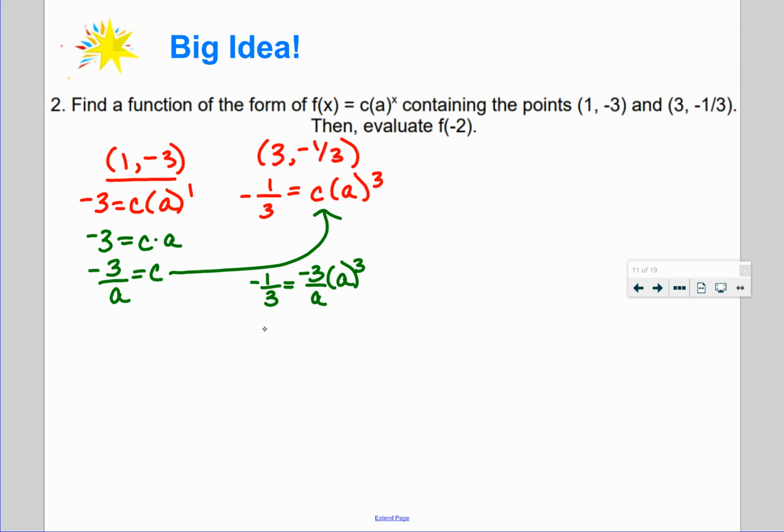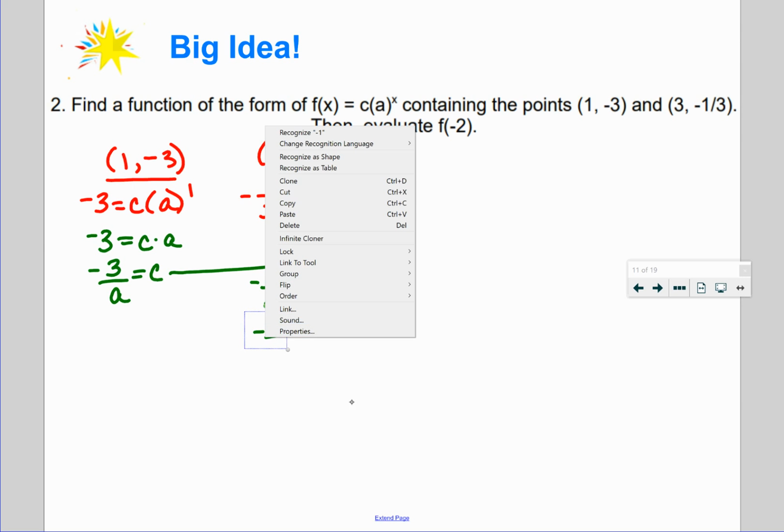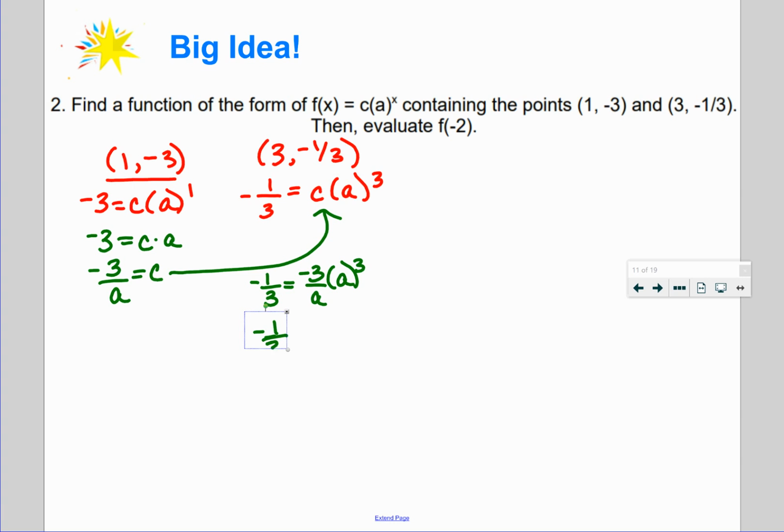You can multiply those together if you want. Oops, don't do that. There we go. -1/3 equals -3a to the third over a. And then what happens with those a's on the right side if I have a to the third on top and an a on the bottom? One a is going to cancel. So I'm going to have -1/3 equals -3a squared. And now you can solve for a.